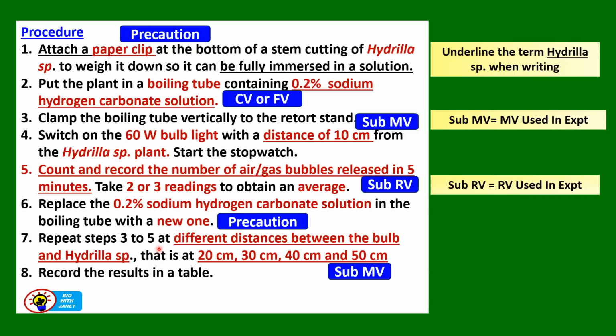like before. Now repeat steps 3 to 5 at different distances between the bulb and Hydrilla species, that is 20 cm, 30 cm, 40 cm, and 50 cm. So this is your sub MV. Then record the results in a table.